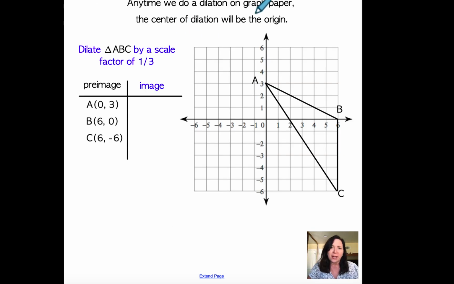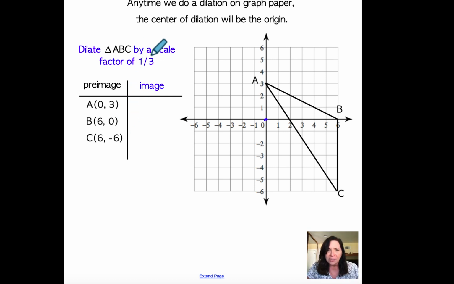So anytime we do a dilation on graph paper, the center of dilation is going to be the origin, which is right here. It's not always the center, but in this case, it is the center. I want you to dilate this triangle ABC by a scale factor of 1/3. So think about that too, because if I'm dilating it by a scale of 1/3, am I shrinking it or am I enlarging it? In this case, because it's a fraction of the original amount, that's going to be shrunk.